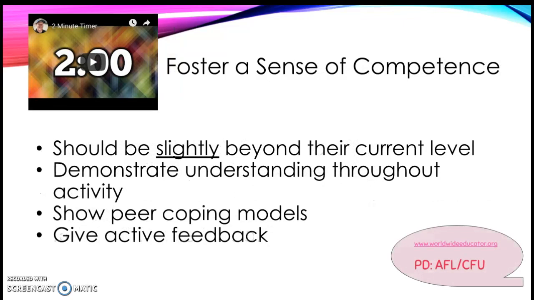You want to foster the next golden rule, a sense of competency. So you want students to know what they know and be able to work towards what they don't know. And they should have a good understanding of that. And likewise, you should have a good understanding of that so you can push them from their current level onto the next level where you would like them to be.